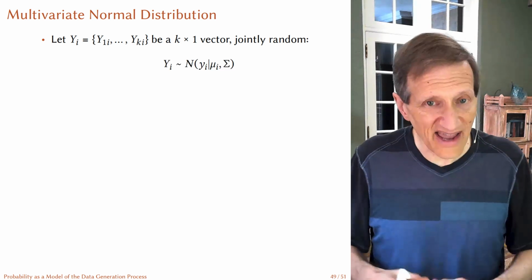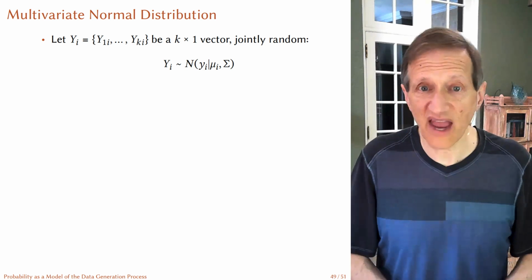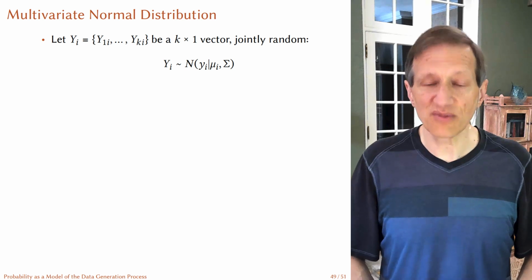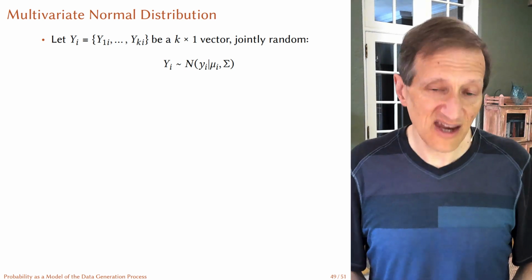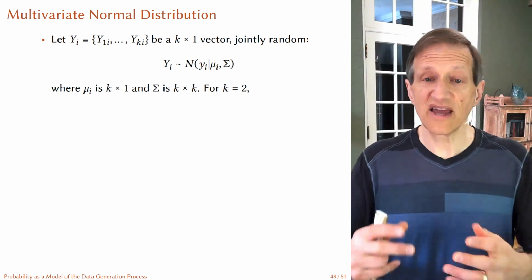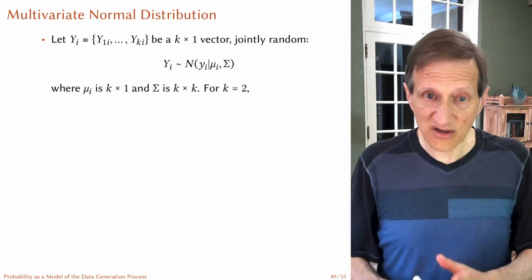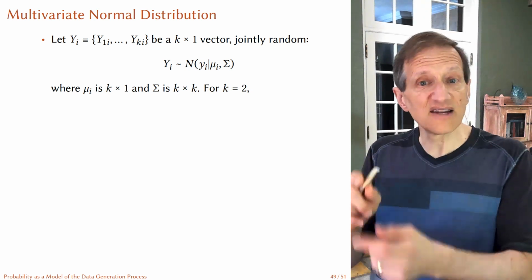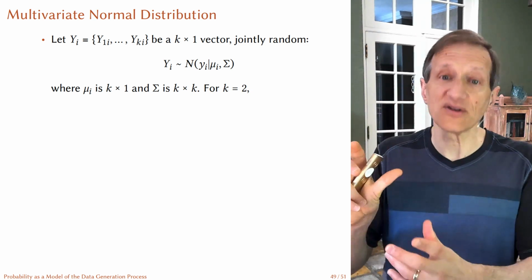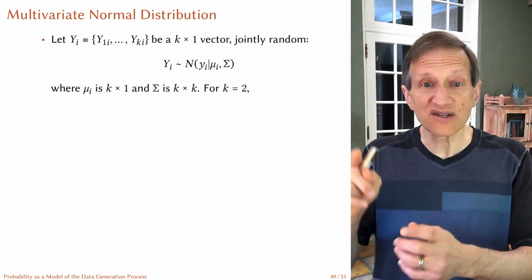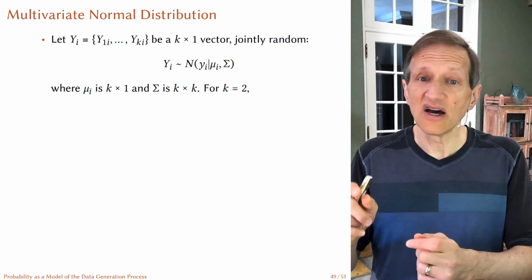So y of i has k numbers in it. It's a vector of k things, and I'm using what looks like the same notation, but you have to know that N here is the multivariate normal distribution, where mu is now a k by 1 vector. So there's k numbers in the mu. It's not just one number. And instead of the little sigma, there's now a capital sigma. So that big thing is a capital sigma, and capital sigma is a k by k matrix.